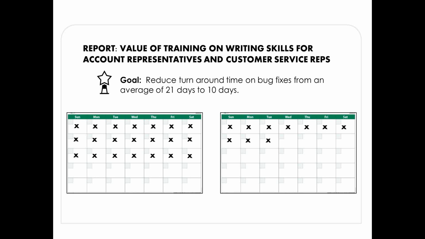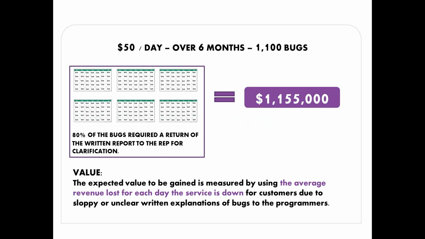This is a great illustration that we wanted to provide for you. It shows the value of training on writing skills. One of the things that's very hard to measure sometimes is soft skills impact, so this is a use case on how to get to that. We set up writing skills training for account representatives and customer service reps. What we were trying to do was help an organization reduce the turnaround time on bug fixes from an average of 21 days to 10 days, with a cost savings associated with that of $50 a day.